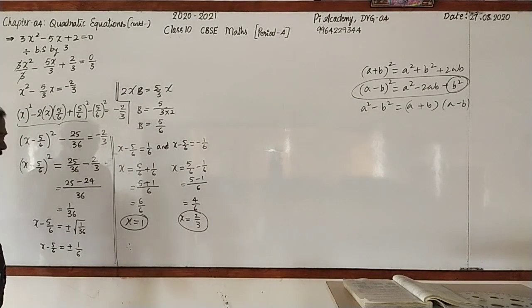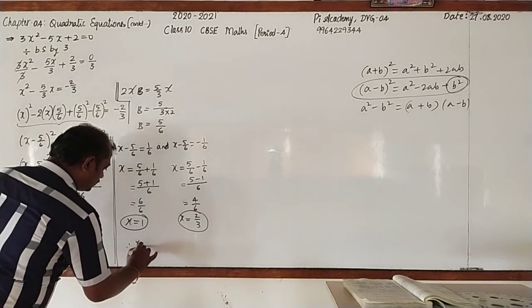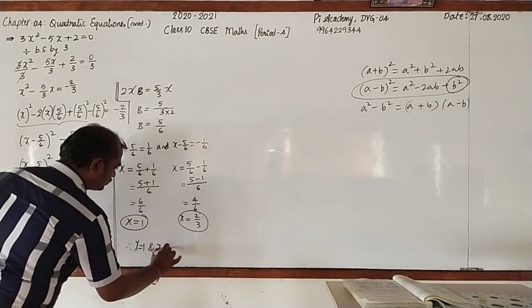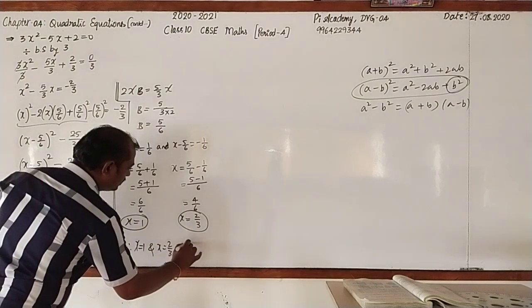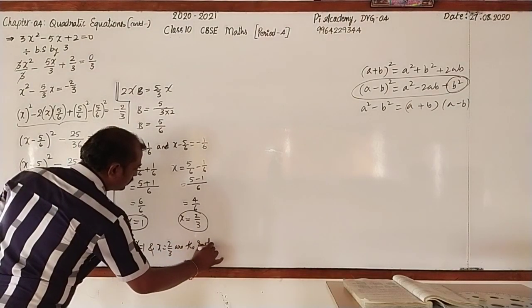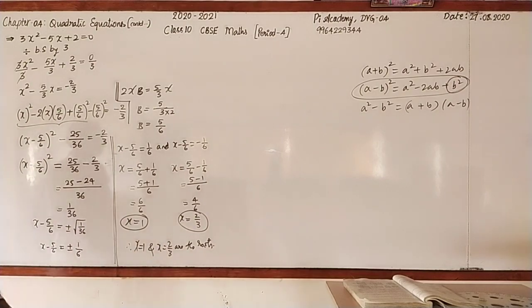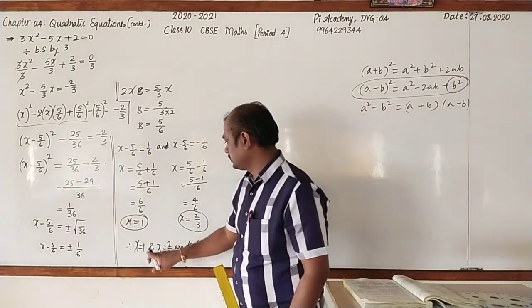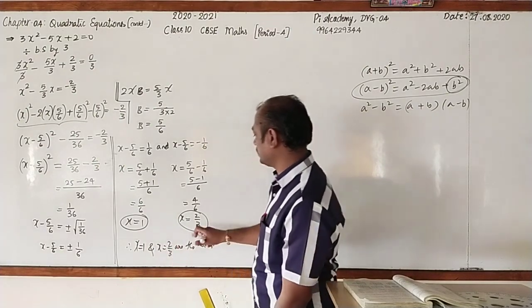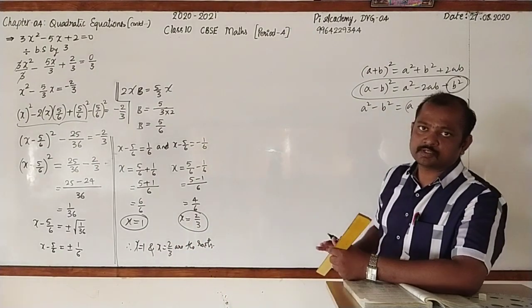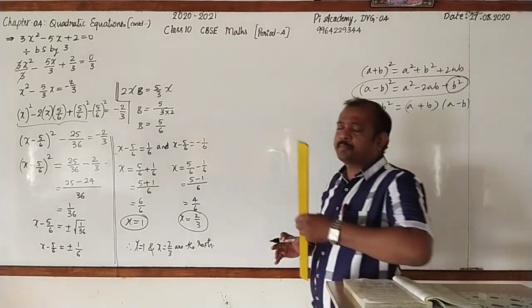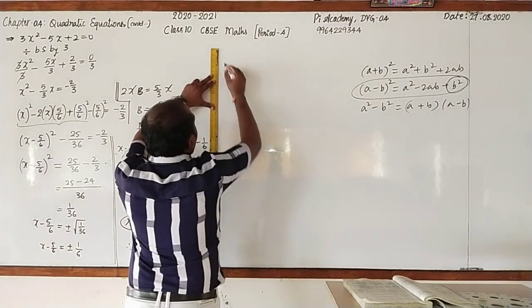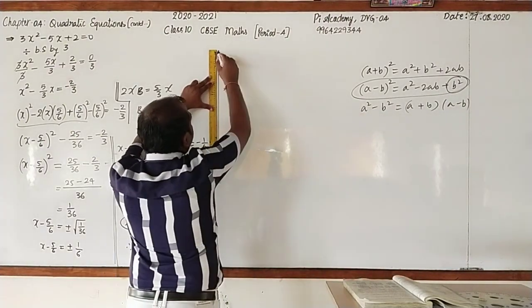Therefore, x equal to 1 and x equal to 2 by 3 are the required roots of the given quadratic equation. Did you understand? The same problem can also be solved by another method. Let me show you that method also.